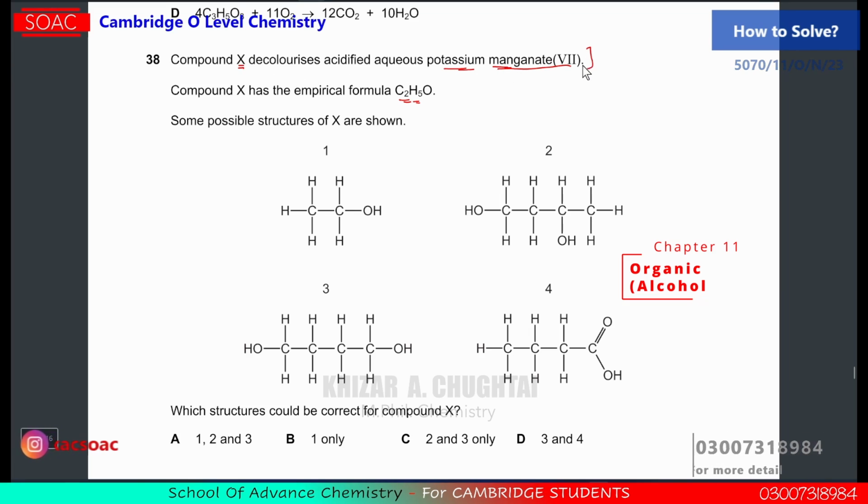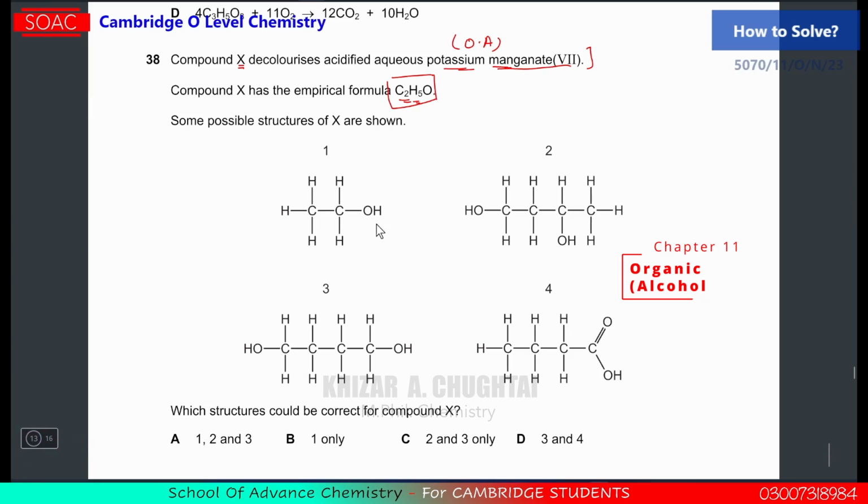In the O-level chemistry syllabus, which molecule can decolorize this oxidizing agent? This is the famous oxidizing agent, and only a reducing agent, any alcohol, can react with this KMnO4. Any alcohol can change the color of this acidified aqueous potassium manganate. So it must be an alcohol, and second, its empirical formula must be C2H5O.